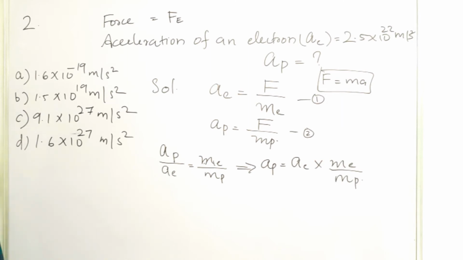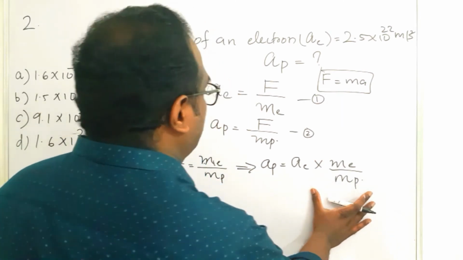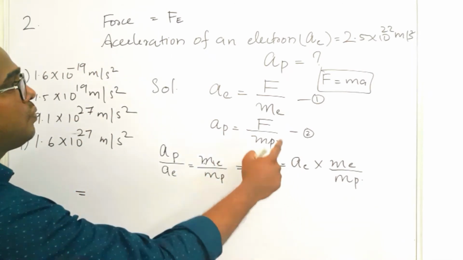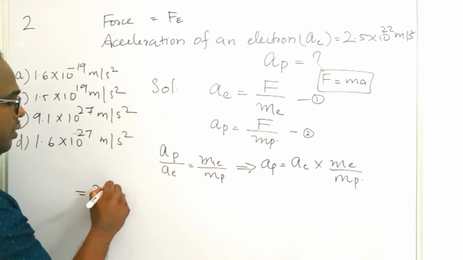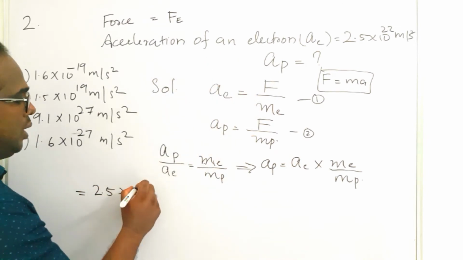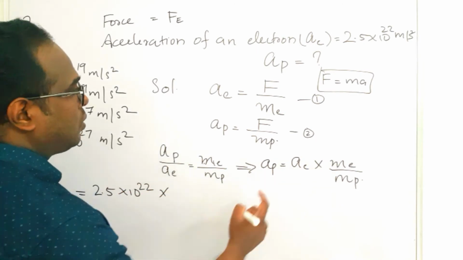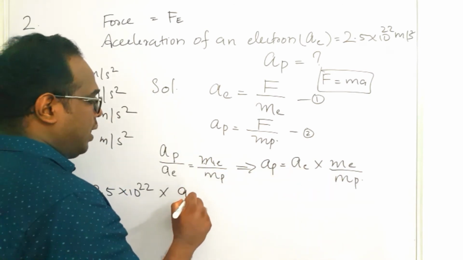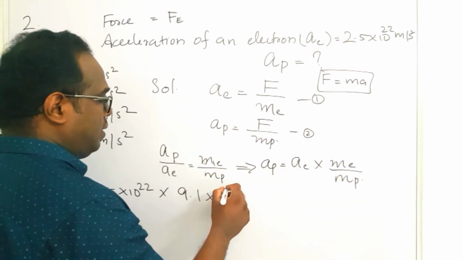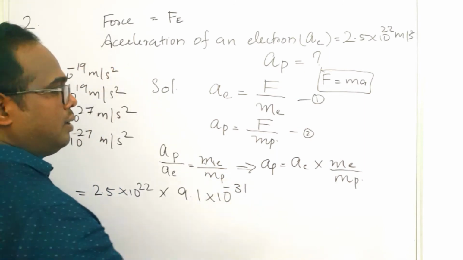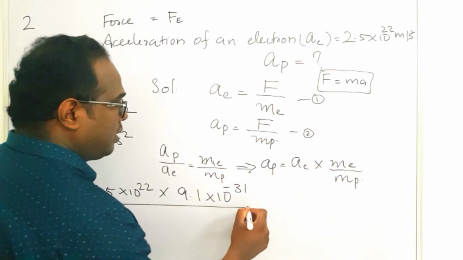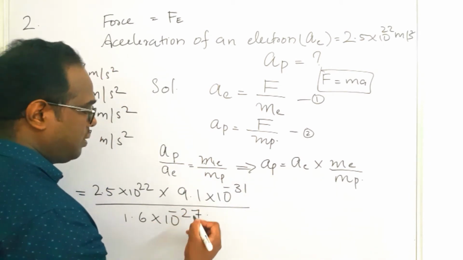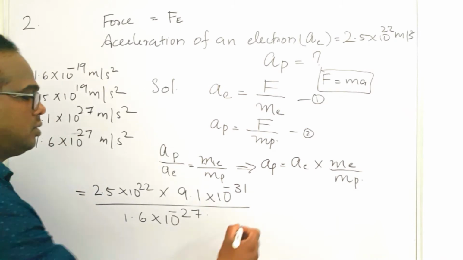Now you can substitute the values. That will be equal to the acceleration of electron, given in the question, 2.5 into 10 to the power 22, into mass of electron. What is the mass of electron? 9.1 into 10 raised to minus 31 kg, right? Then divided by mass of proton, 1.6 into 10 raised to minus 27. So we can solve this.